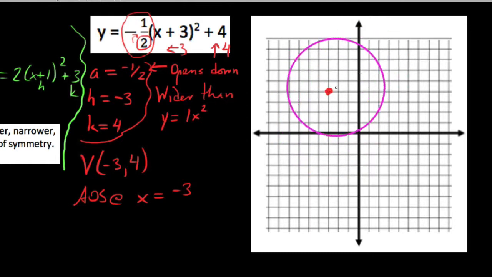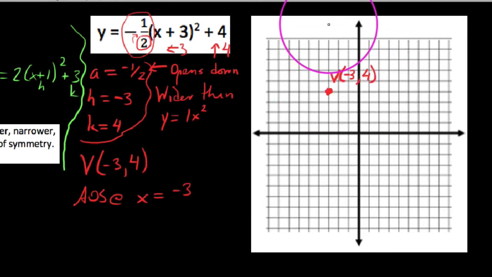Because I know it opens downward, I'm actually going to label this. You always want to label your vertex, but I'm going to label it above where my parabola is going to be. Oops, I wrote negative a half because I'm looking at the a value. It is negative 3, 4.